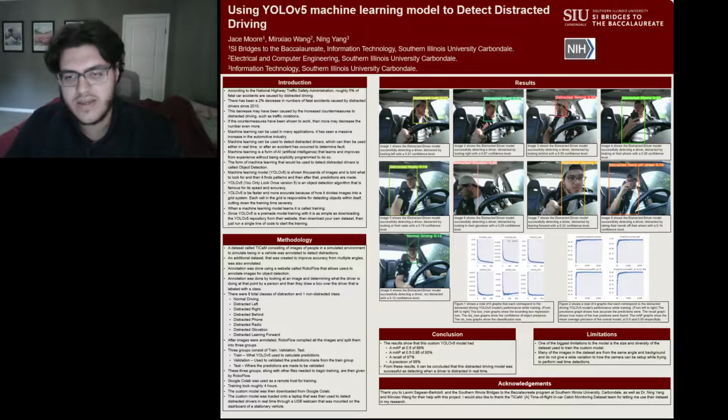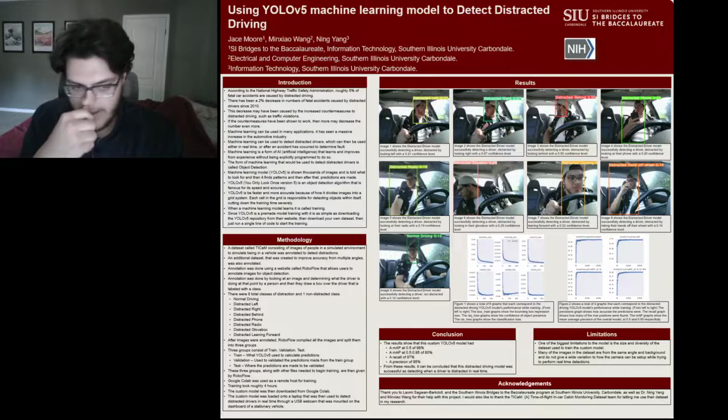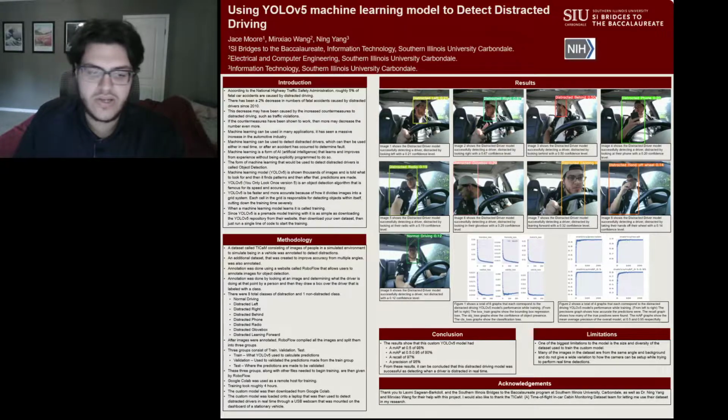After I got these images, I used a website called RoboFlow to annotate them. And by annotate them, I mean draw a box over them and label them, and that shows the machine learning model where to look and what to look for. After I did that, I had a total of 9 classes, 8 of them being distractions and 1 of them being a normal driving class.